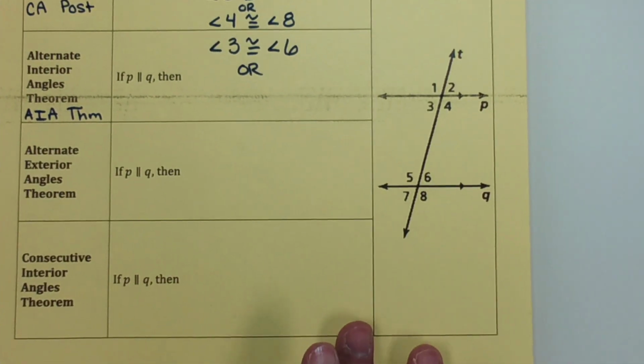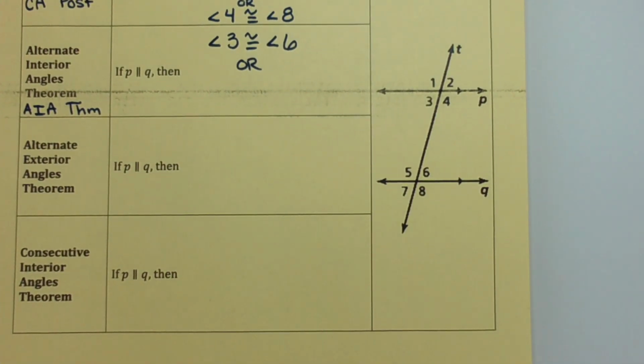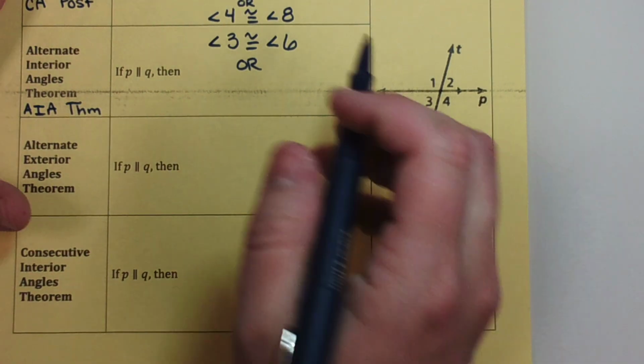3 and 6 are alternate interiors. What's the other pair of alternate interiors on the picture? Nope. 4 and 5.